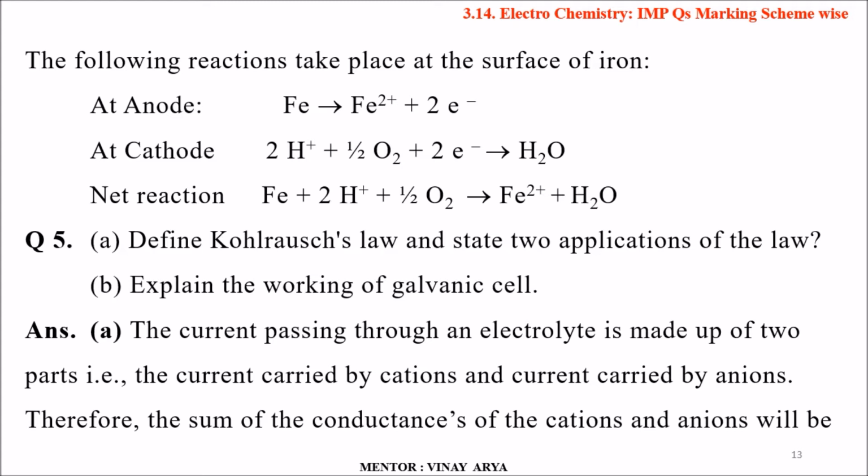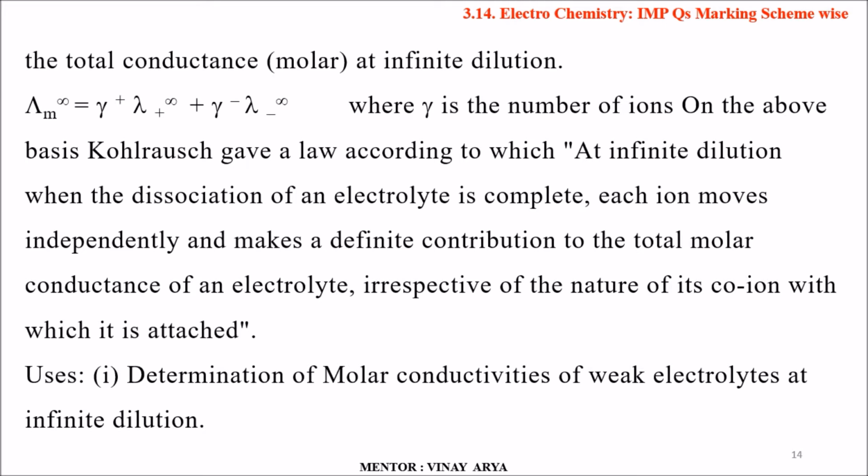Now to answer this question, A part: the current passing through the electrolyte is made up of 2 parts, that is the current carried by the cations and the current carried by anions. Therefore, the sum of the conductance of the cations and anions will be the total conductance, that is, the molar conductivity at infinite dilution is equal to the molar conductivity of positive ions plus the molar conductivity of negative ions, where gamma symbol is the number of ions.